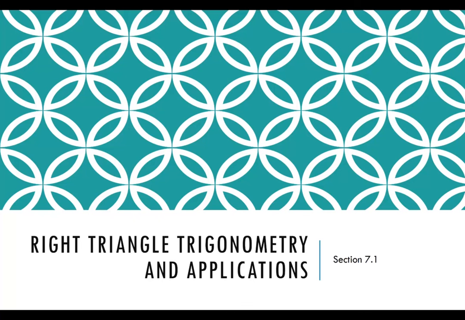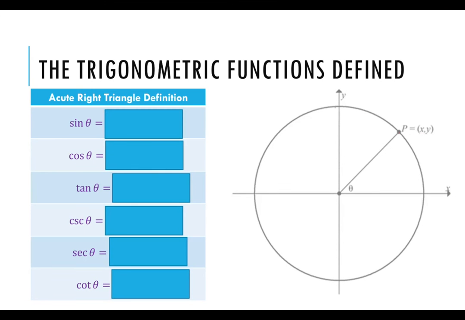Section 7.1, Right Triangle Trigonometry and Applications. If I know that the point here is (x, y), for any circle we get the following definitions. Sine is the same thing as y divided by r. Cosine is x divided by r. Tangent is y divided by x.